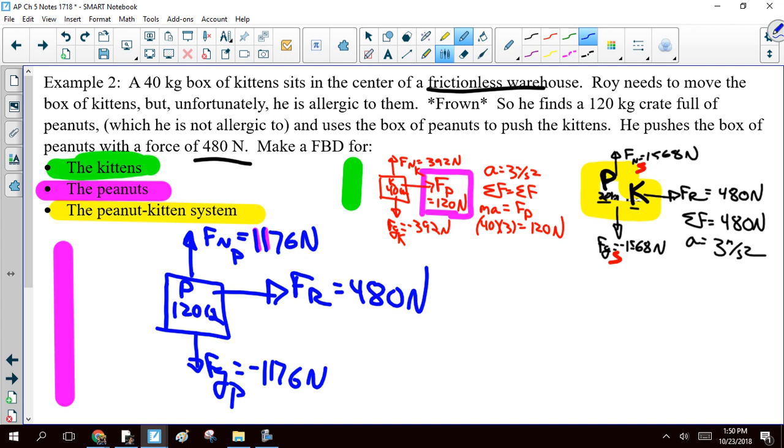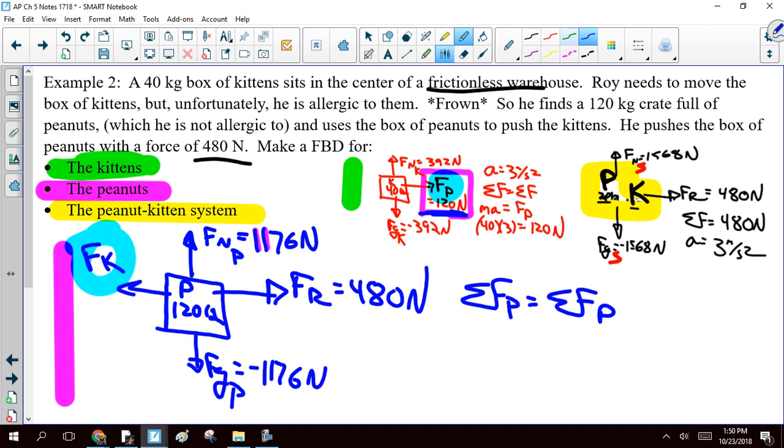But since the peanuts are pushing the kittens, that means the kittens are pushing the peanuts. Okay? So, ideally, when we are done, hopefully, this force should equal this force. So we can do net force equals net force, right? So the mass of the peanuts times the acceleration of the peanuts ought to equal the force of Roy.